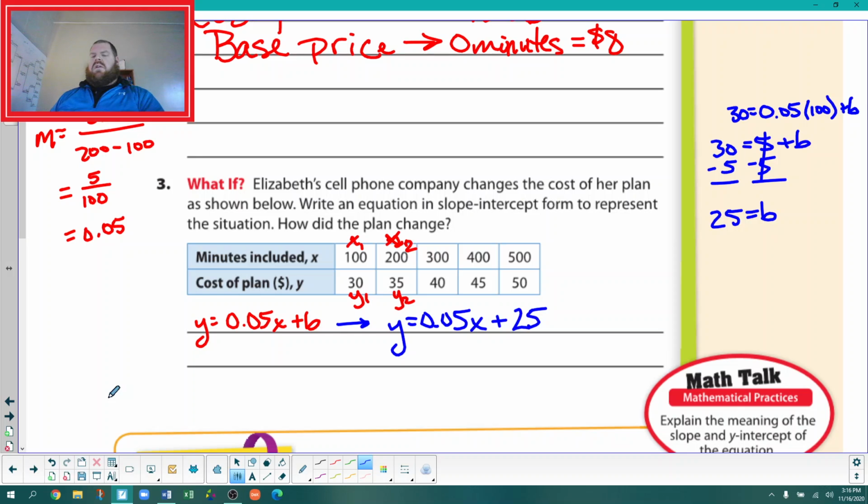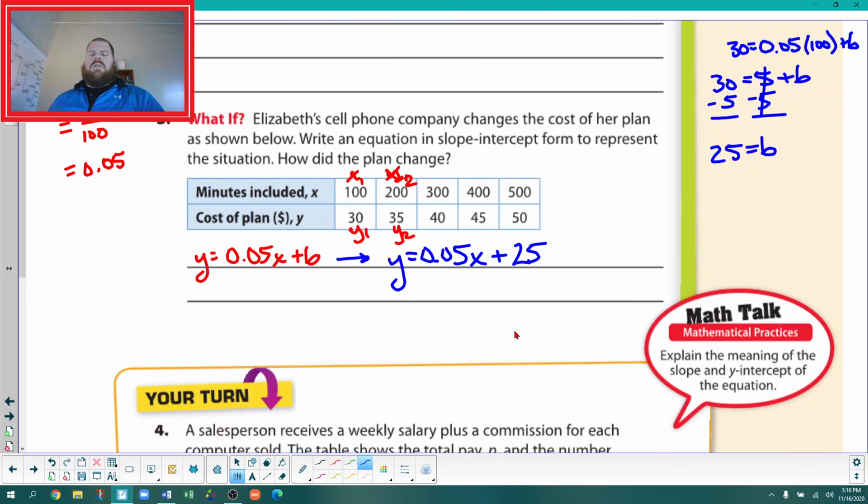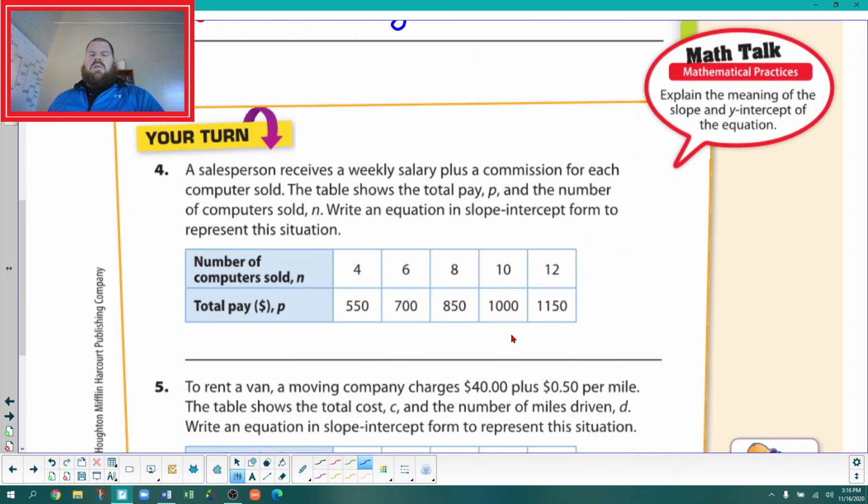It also changes in a lot of different ways. Yes, the cost per minute is cheaper. It's a cent cheaper, but whoop-de-doo at getting a cell phone plan. But the base price is now $25 instead of $8. So the base price is a lot more expensive. Okay, let's do another one.